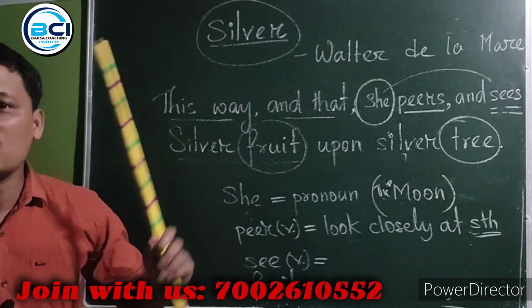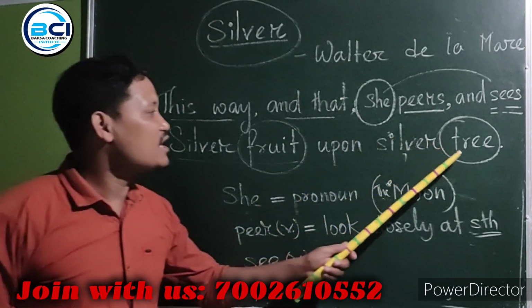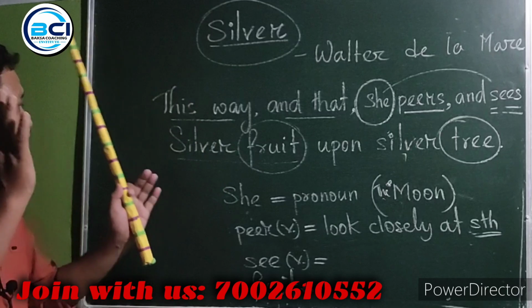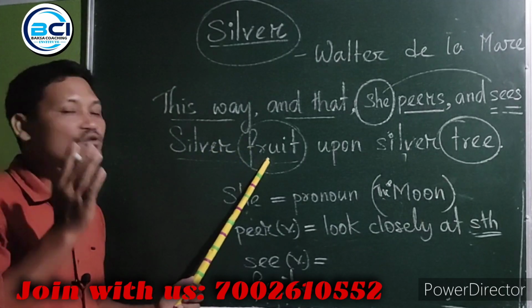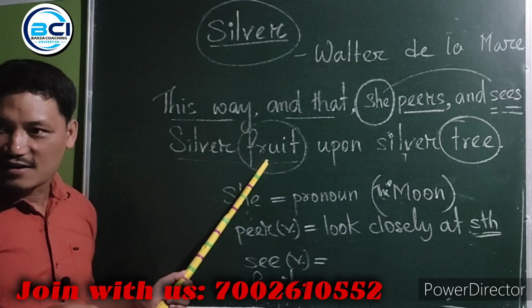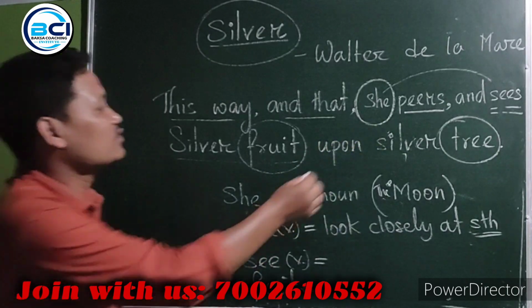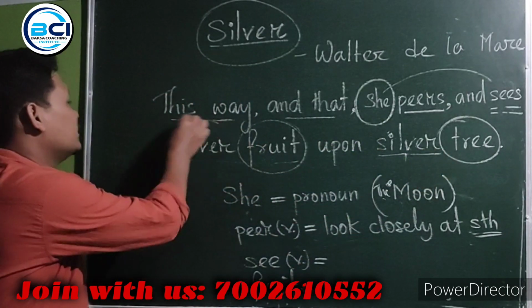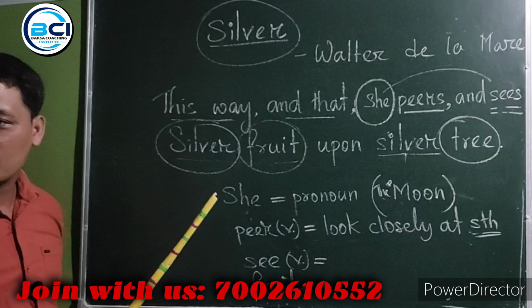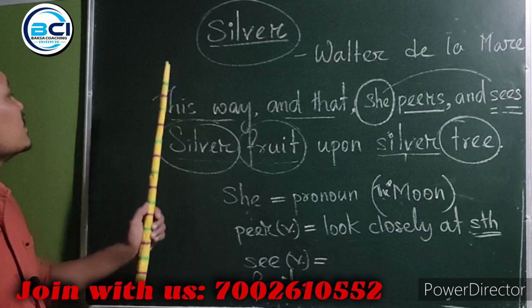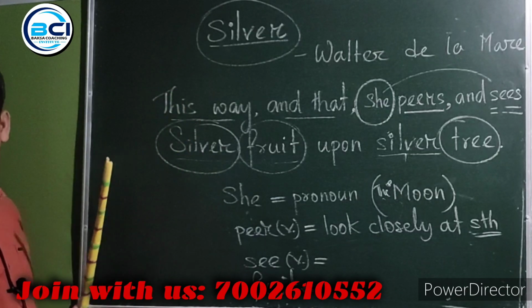What image is coming to your mind? Tree. Yeah, tree. There is a big tree, I think. In the big tree there is fruit. But the color of the tree is again silver. The fruit is again silver. So I think that you have understood these two lines, right?